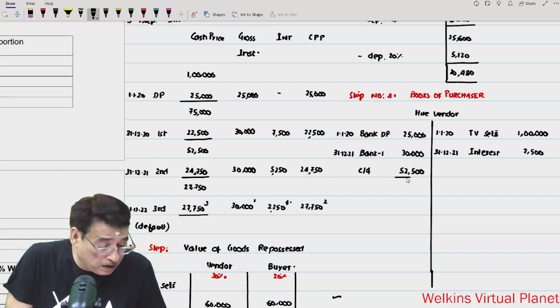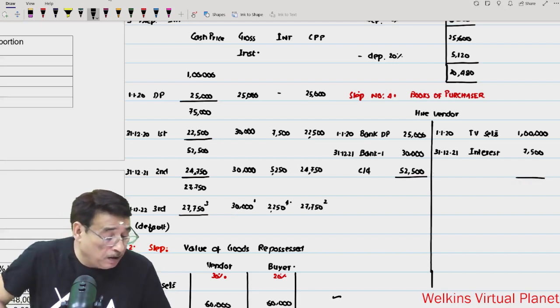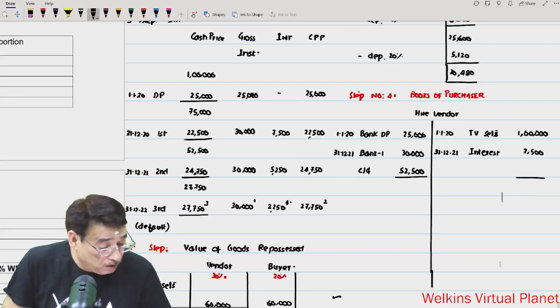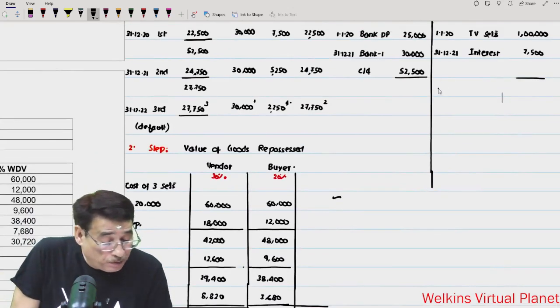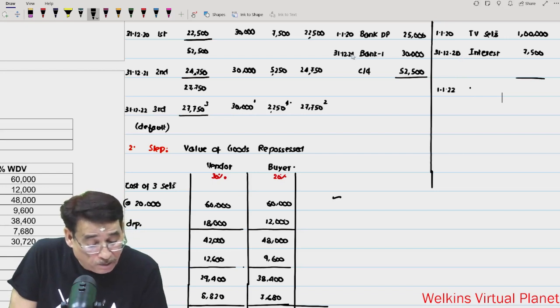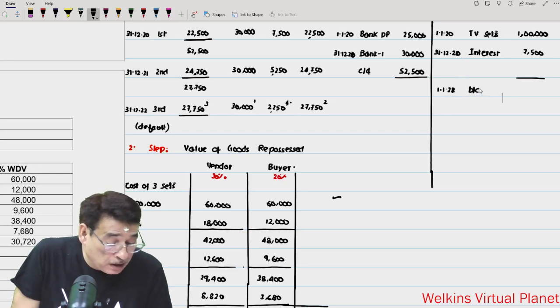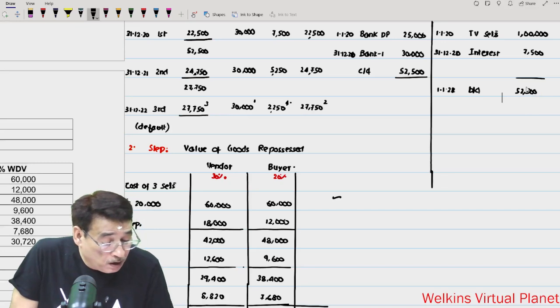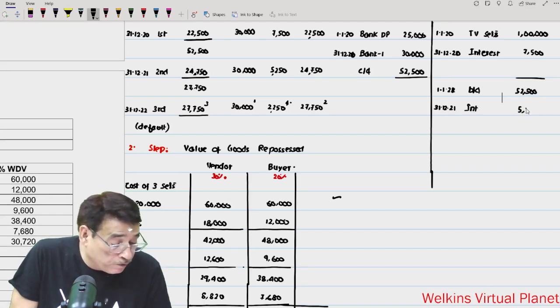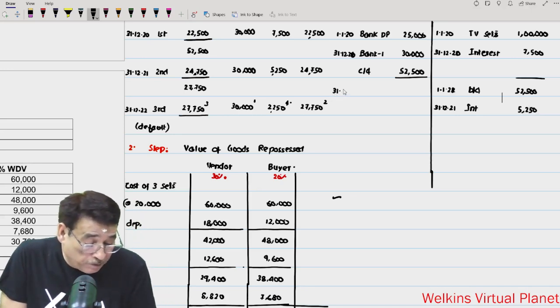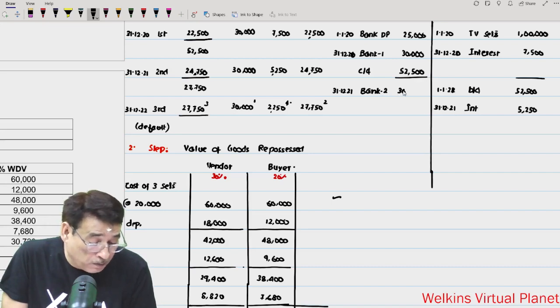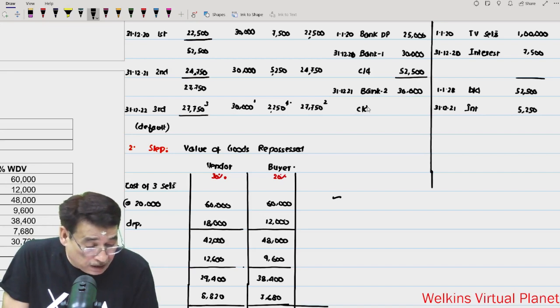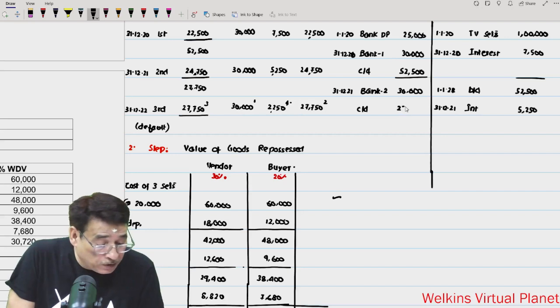So as far as ledger accounts are concerned, that is not a very tough nut to crack. It's pretty easy. And then you are going to write here 1/1/2022, by balance brought down 52,500. Again, on 31st of 12, 2021, you are going to write interest. Interest is 5,250. On 31st of 12, 2021, you are going to write to bank. This is your second installment. Second installment is 30,000, and balance carried down will be equal to 27,750.